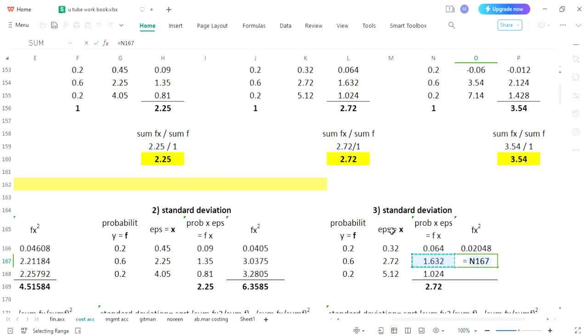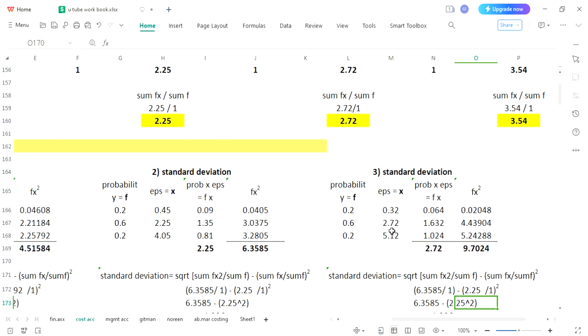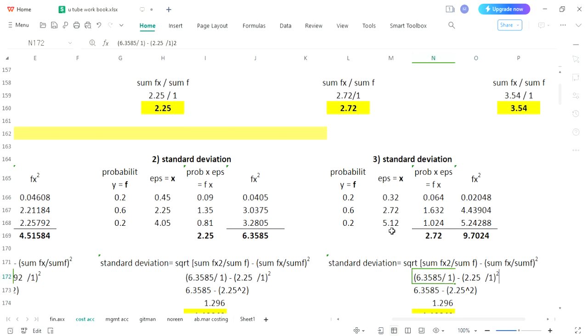You will be performing the same. 1.62 fx and x is 2.72, and finally fx is 1.02, multiply it with x 5.12. All fx square has been calculated. It's time to take the sum of fx square. Here we are going to change accordingly because we have copied from the previous section. Fx square is needed to be posted. How much fx square? Look over here.